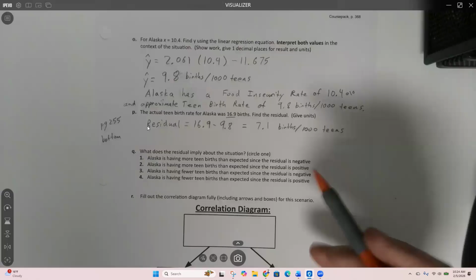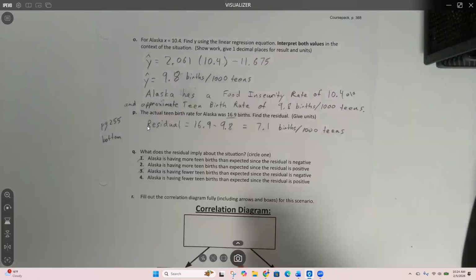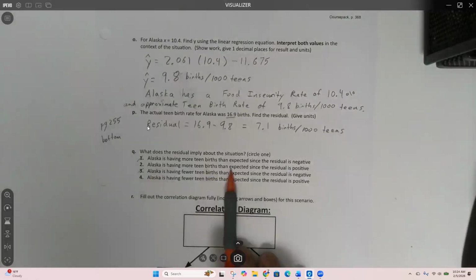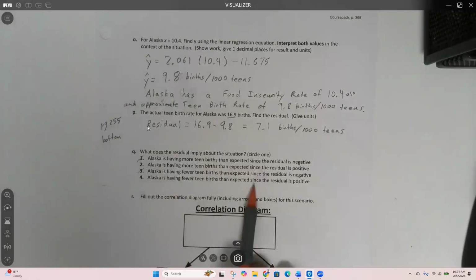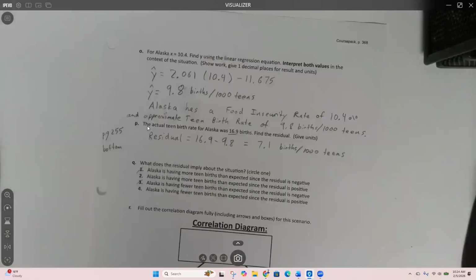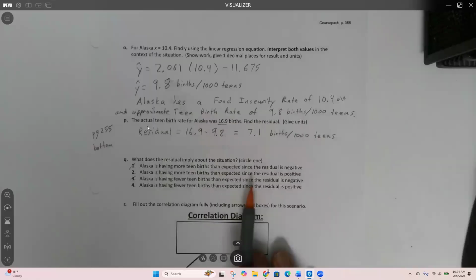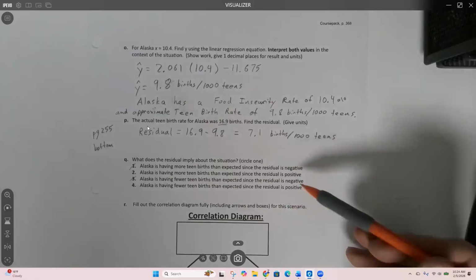So first of all, our residual is positive, so these two answers are wrong. So Alaska is having more teen births than expected, or Alaska is having fewer teen births than expected, since the residual is positive. So this requires you to actually think. I want you to think whenever you're doing math. I don't want you to just go into memorization, or just watch me do it and figure it out. I want you to be thinking about the math and I want it to make sense.